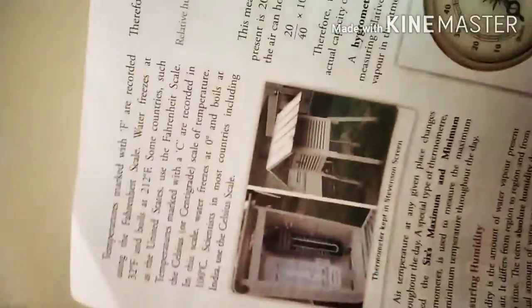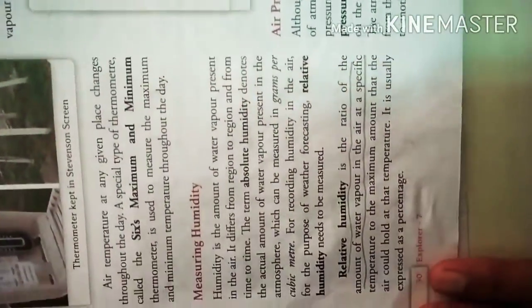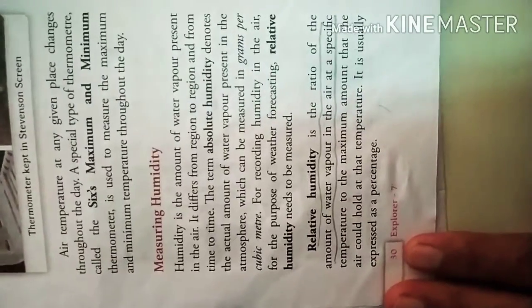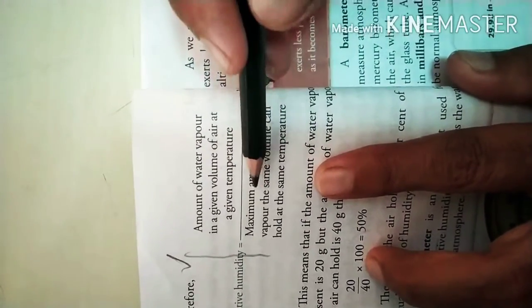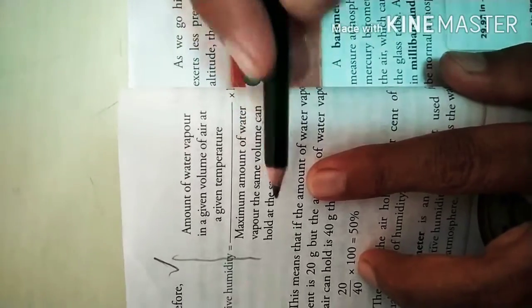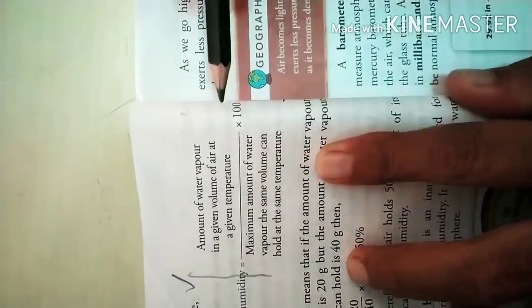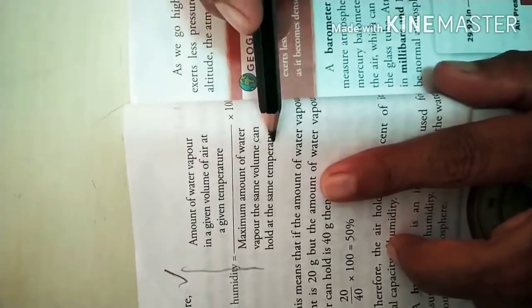Now our second element is humidity. I explained humidity to you very nicely, and absolute humidity we don't measure. We measure relative humidity. How do we measure relative humidity? We have a formula: the amount of water vapor in a given volume of air at a given temperature, divided by the maximum amount of water vapor the same volume can hold at the same temperature, multiplied by 100. This is the formula to calculate the relative humidity.